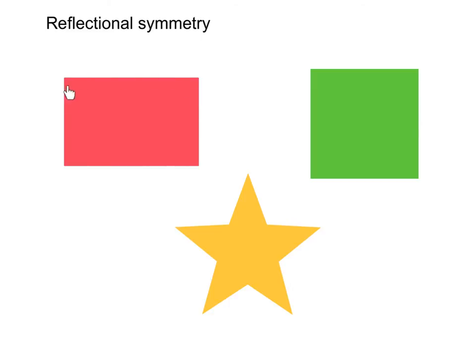For example, we have a rectangle here. So how many axes of symmetry can we draw in this diagram? So this is the first one. The second one, we have two axes.